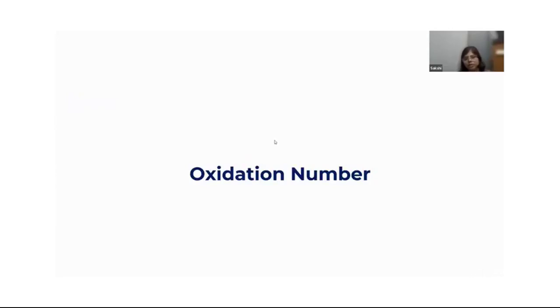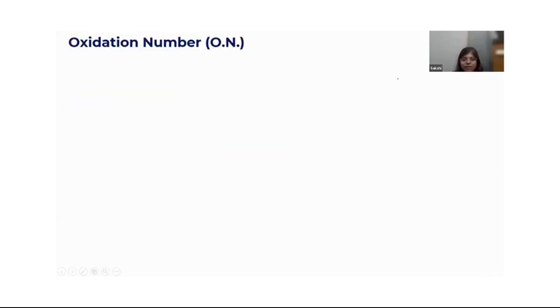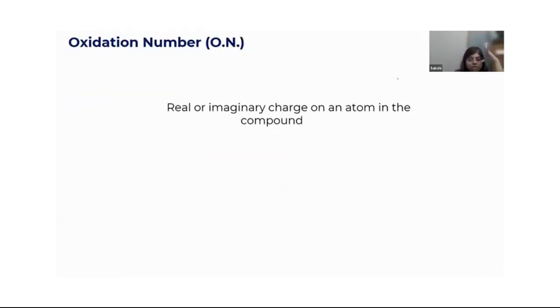Hello everyone. The topic that we are going to study today is oxidation number, which is under the chapter Redox, class 11th chemistry, which is in your part 2 textbook, right? Okay. Now let us understand what oxidation number is from the very beginning. Basically, it is a real or an imaginary charge on a particular atom in the compound.